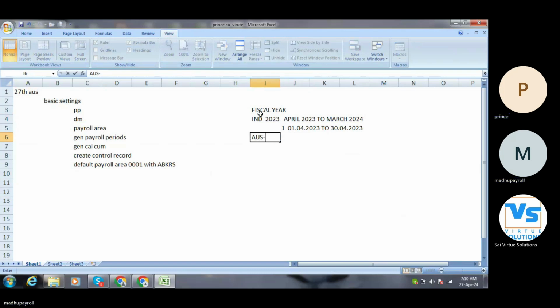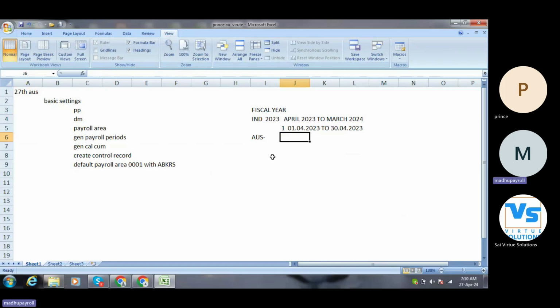No, you're saying the first period starts from April 2024? Yeah, I'm talking about only the first period. Like for the 12th period, you can say 1 to 31st of March 2024. I'm talking about only the first period.